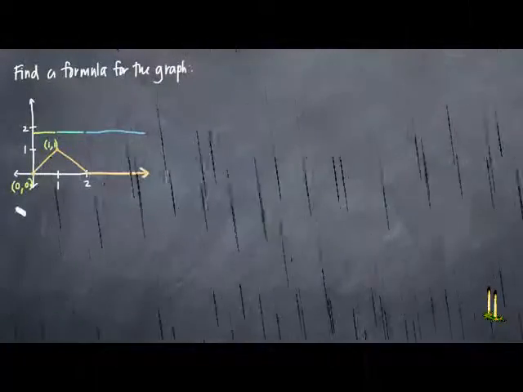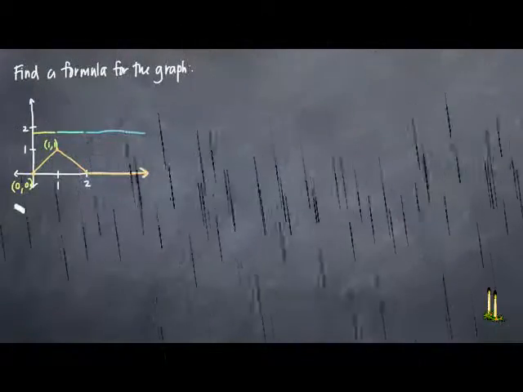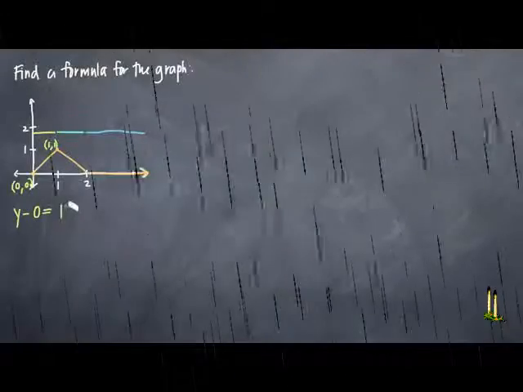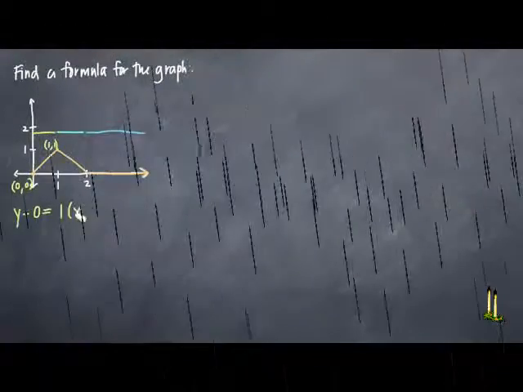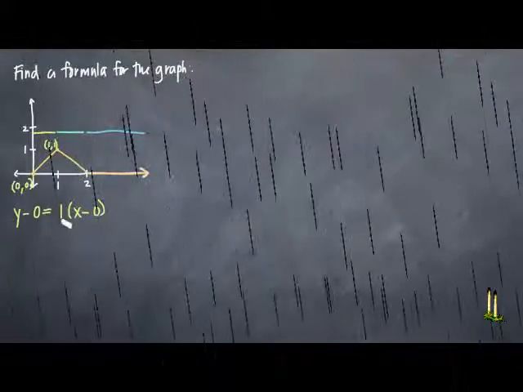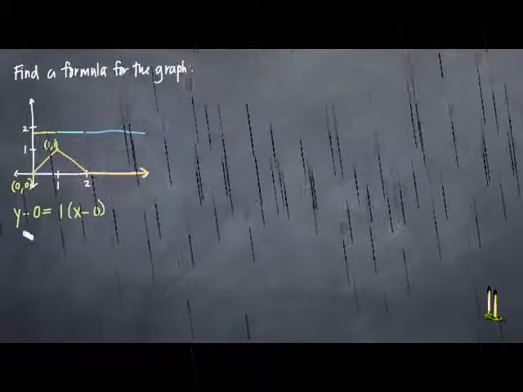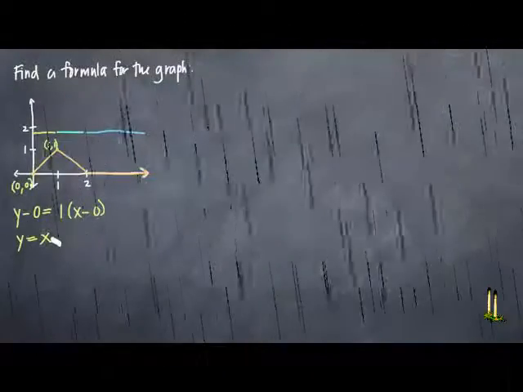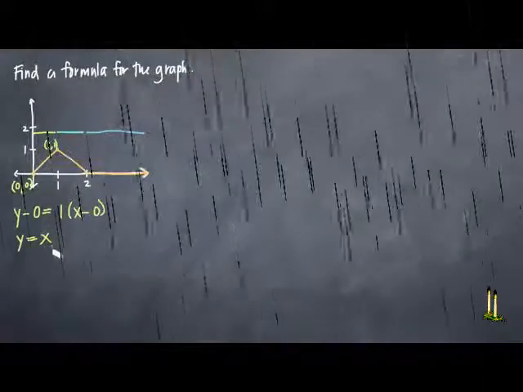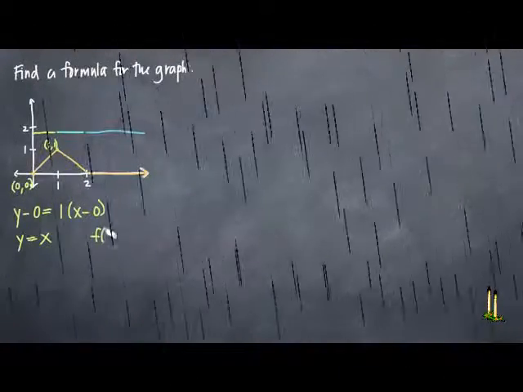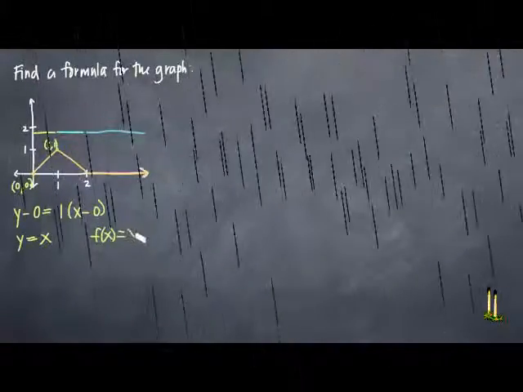If we use the point 0, 0 in our point slope form, we can say that y minus 0 is equal to 1, the slope, times x minus 0, 1 being the slope and 0, 0 representing the point 0, 0. When we simplify, we get y equals x, and we know that's the equation for this section of our piecewise defined function. We'll go ahead and call it f of x equals x.